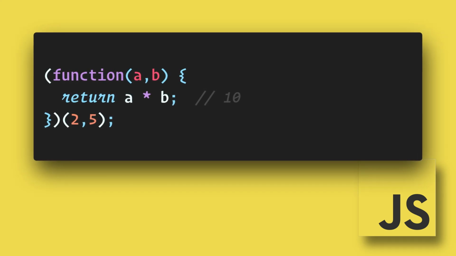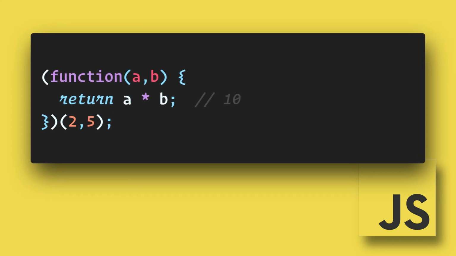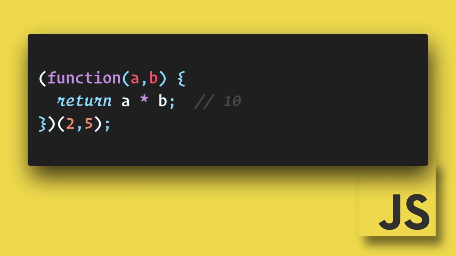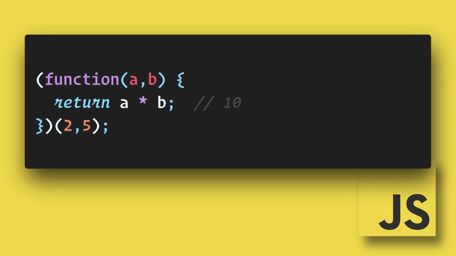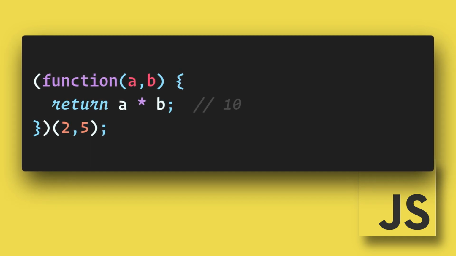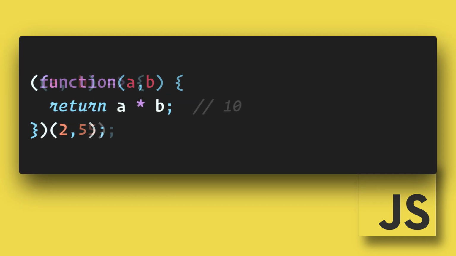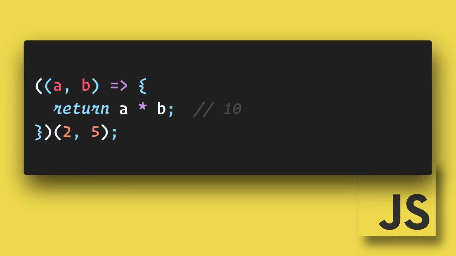Here we remove the function name, wrap the function in parentheses, then add parentheses to the end with the values we want to pass. The ending parentheses are actually what call the function. Note that this function can never be called again. The same function can also be written as an arrow function.